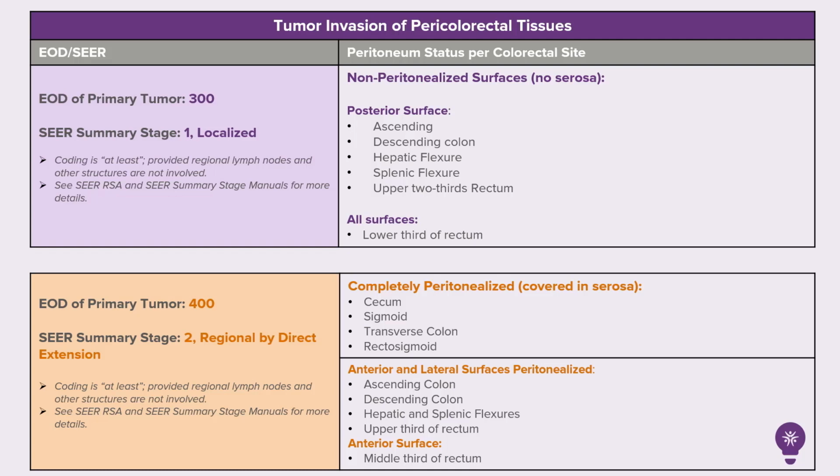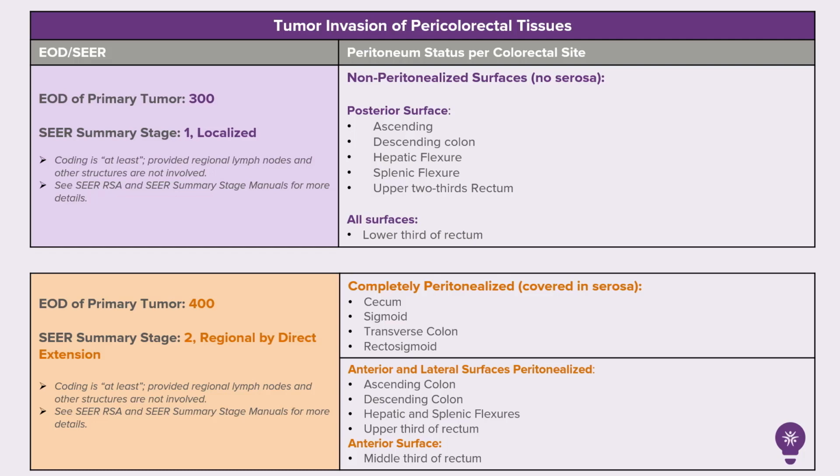Excellent. Wonderful, wonderful anatomy lesson, Melissa. Your expertise has definitely helped me to better understand the relationship between the peritoneum, colon, and the rectum. So as we just heard, there are completely peritonealized, partially peritonealized, and non-peritonealized portions of the colon and the rectum.